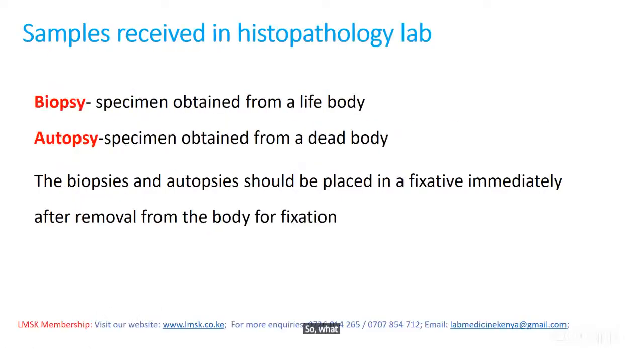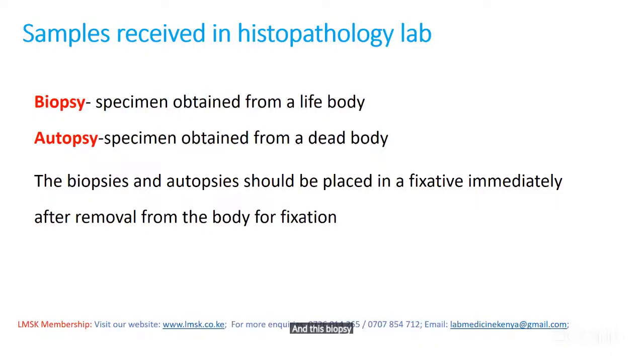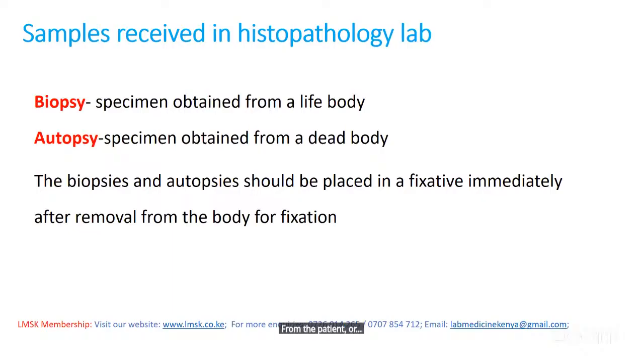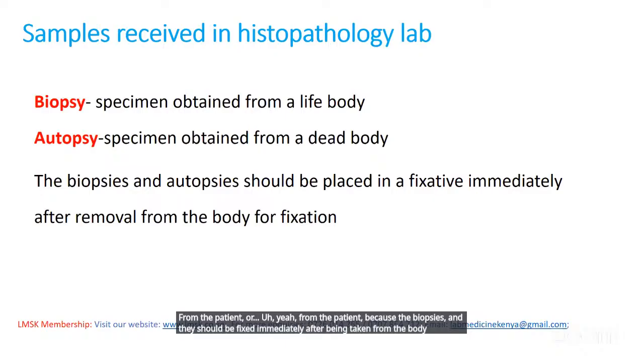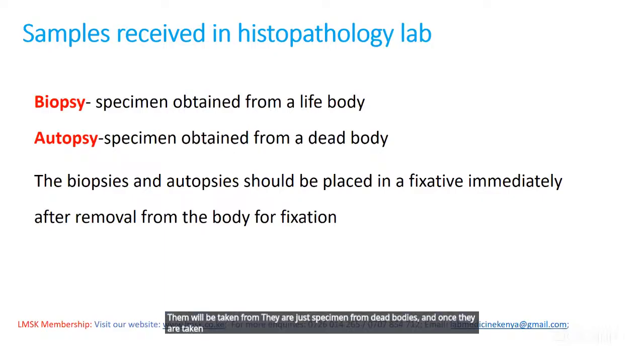So what are the samples that are received in a histopathology laboratory? Now, to us lab professionals, here is where we come in, the laboratory. We have the biopsies and autopsies. These are primarily the specimens that you expect to receive in a histopathology laboratory. These biopsies are normally taken from the patient through surgical procedures, and they should be fixed immediately after being taken from the body. Autopsies are specimens from dead bodies, and once they are taken, they should also be put in appropriate fixative to allow the samples to fix.